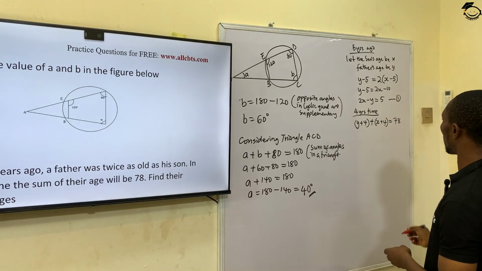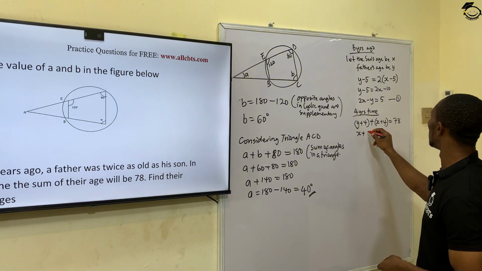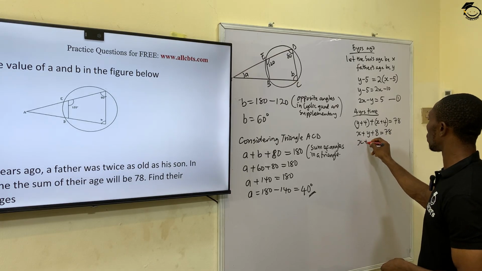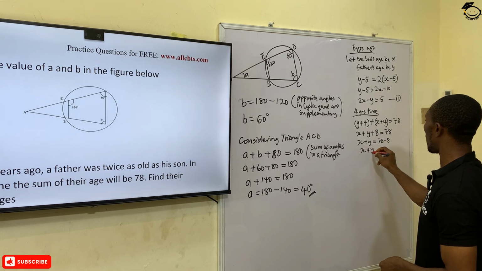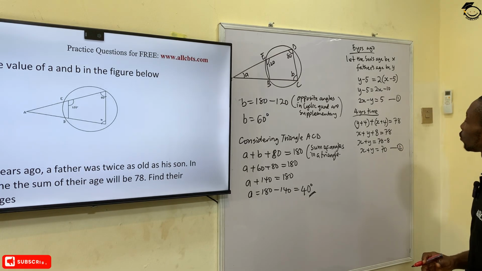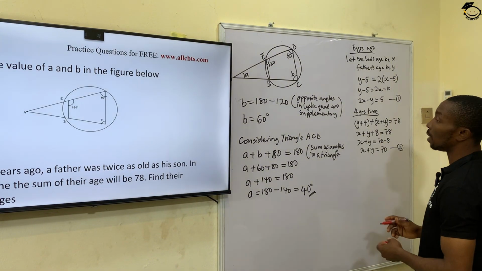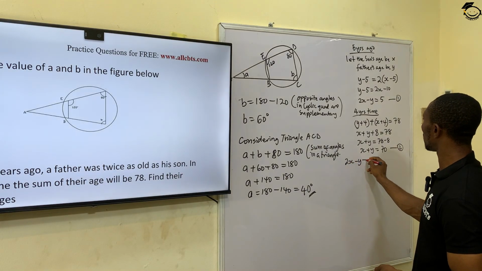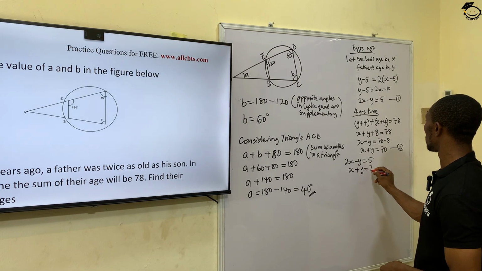Now, opening up a bracket, we would have x plus y plus 8 equals 78. So x plus y equals 78 minus 8. So x plus y equals 70. Let's call this equation 2. Now, we have two equations where we have x and y. So we are going to look at the elimination method. All right. So if we have 2x minus y equals 5 and x plus y equals 70.